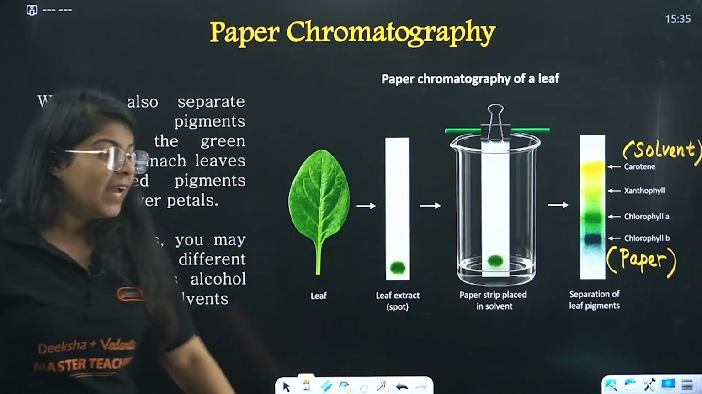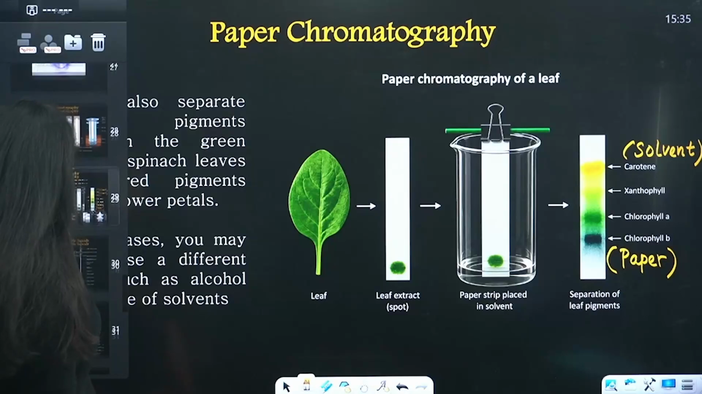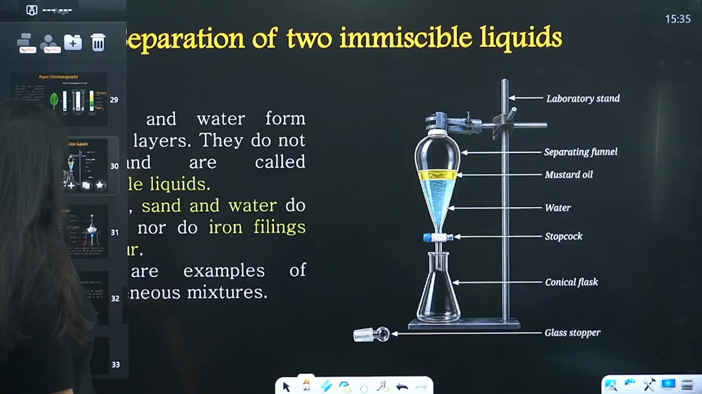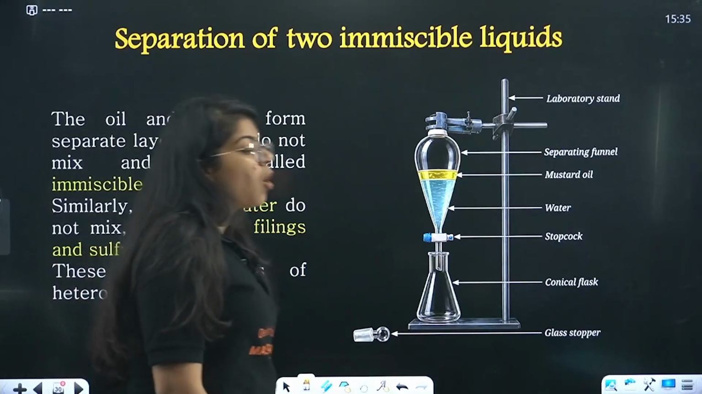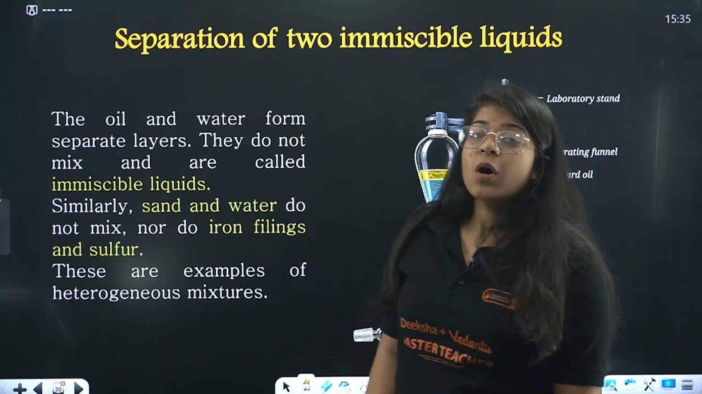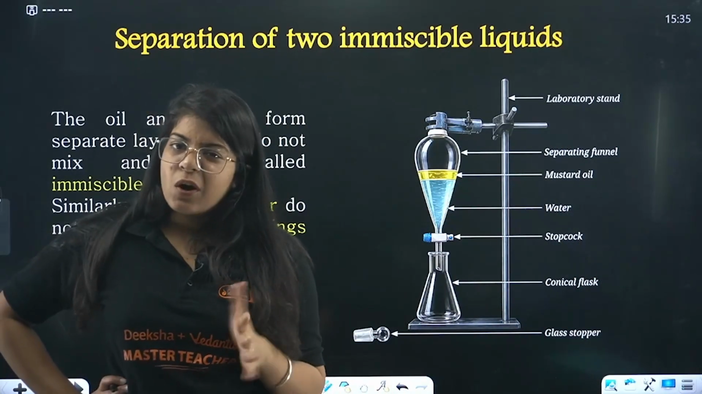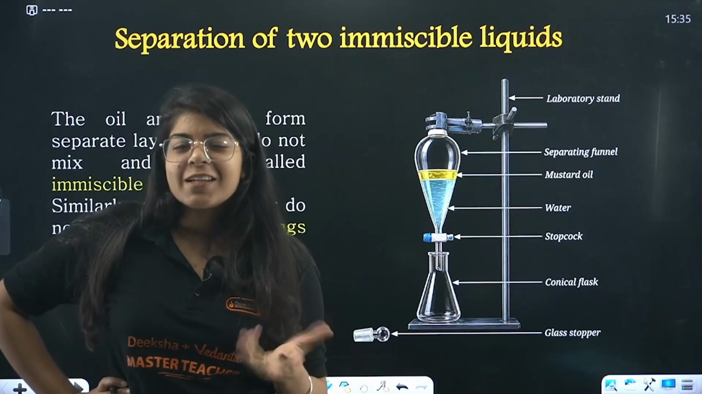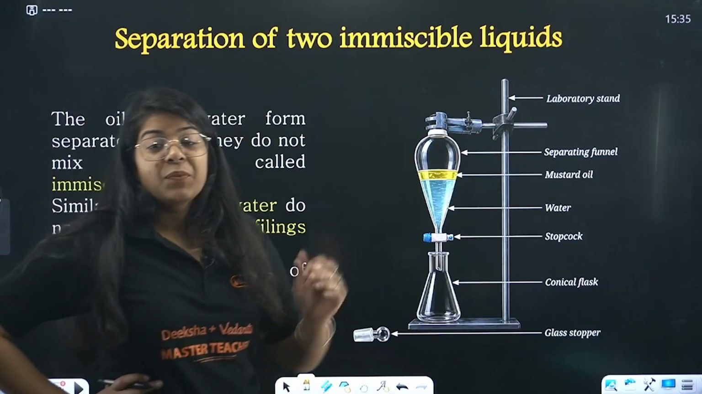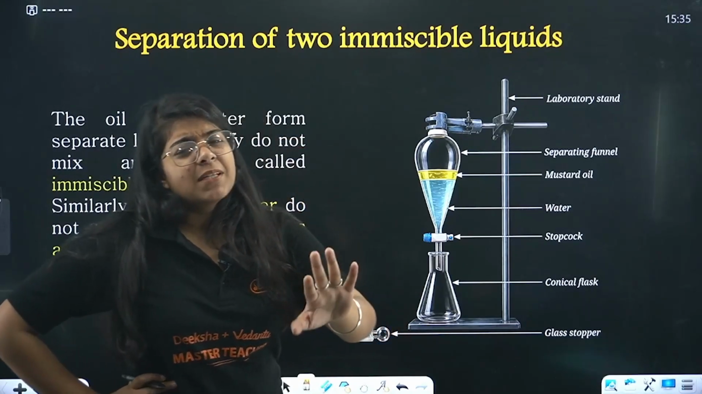Done? Okay. Now we are done with homogeneous mixtures. Now beta, moving on to heterogeneous mixtures or immiscible liquids. Now if you have put oil in water anytime, you will see that they do not like each other. They don't have affinity towards each other, so they won't mix. So how will we separate them? Ma'am, it's very easy, we know.